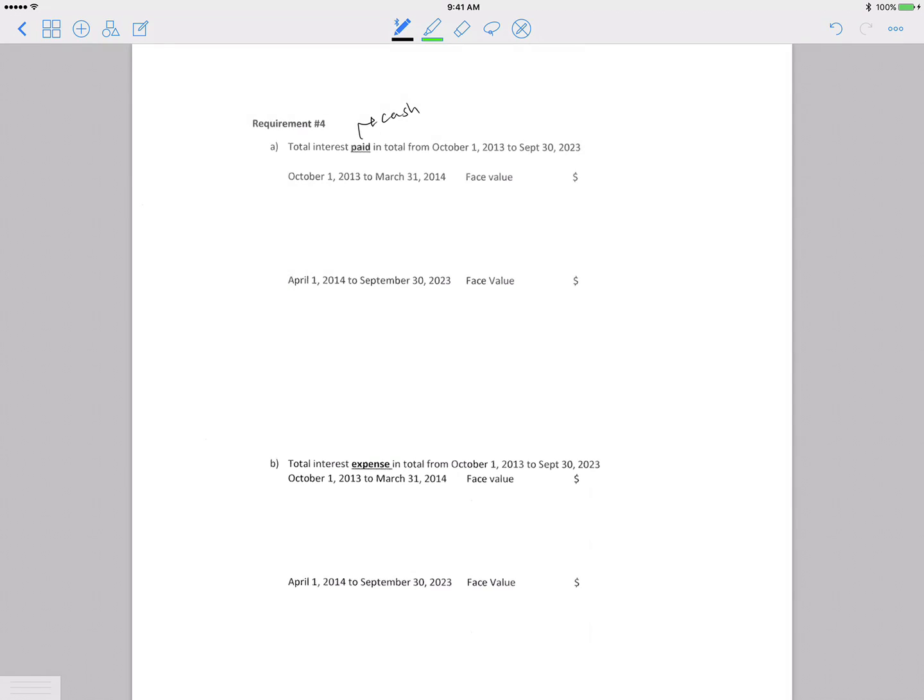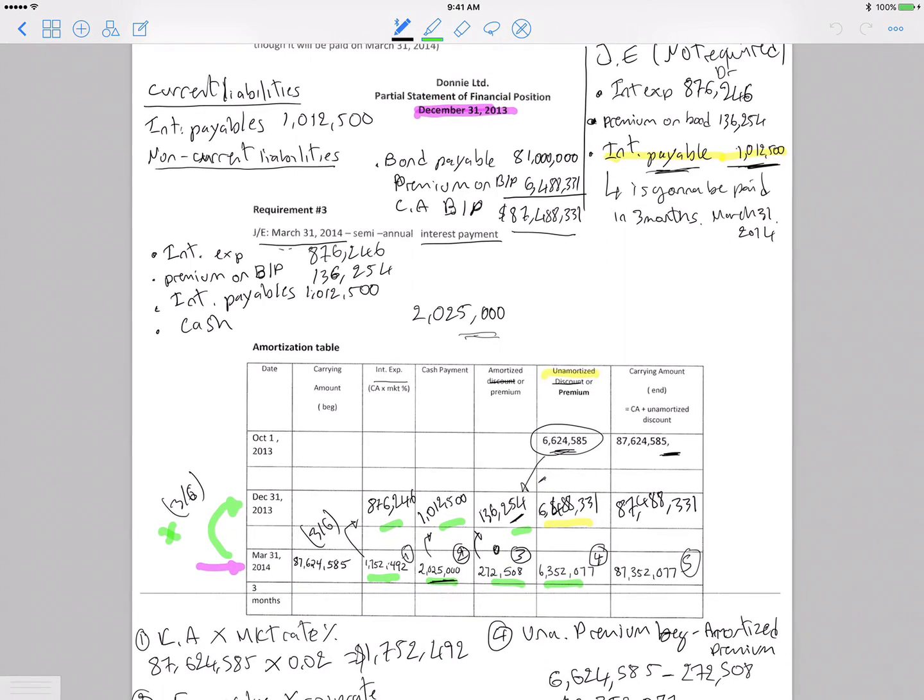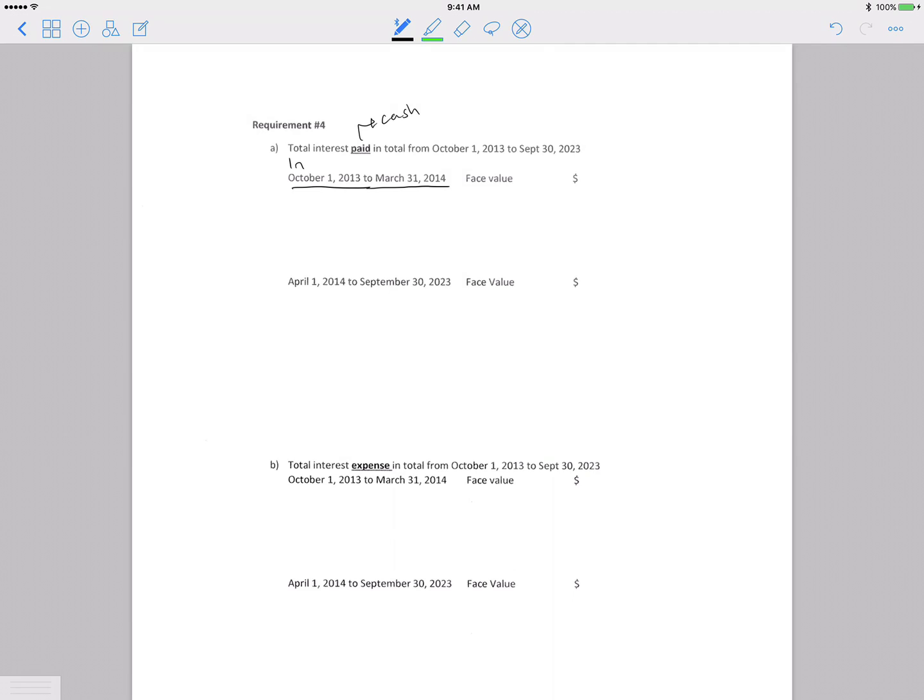So the first step, I will calculate the cash payment we made until now, from October 1st, 2013 to March 31st, 2014. So this is one period. If you go back to our amortization table, we had our journal entry on March 31st, 2014. We made a cash payment of 2,025,000. So this is one cash payment.